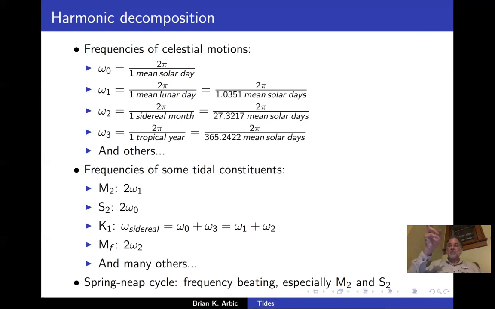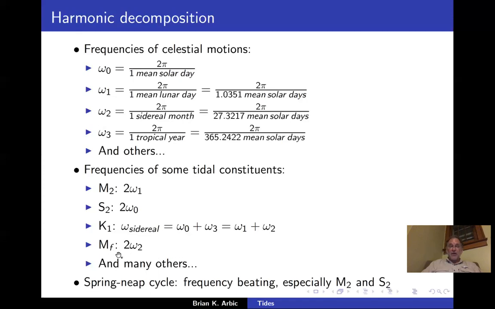So if you look at the distant stars and then the Earth rotates and then you see the same distant star again, that's 23 hours and 56 minutes. It's not the same as a solar day or a lunar day. And so the sidereal frequency can be obtained by either adding omega naught plus omega 3, in other words, a solar day and a year, or omega 1 plus omega 2, in other words, a lunar day and a month. And that means that K1 is forced by both the moon and the sun.